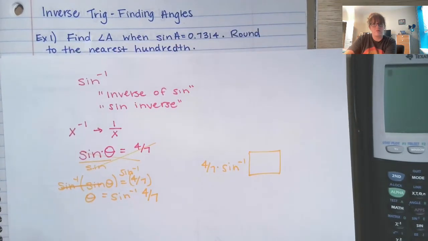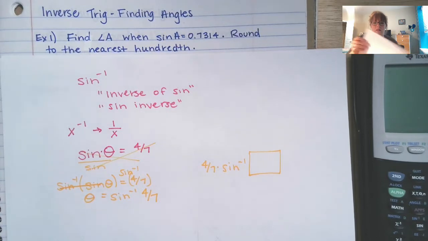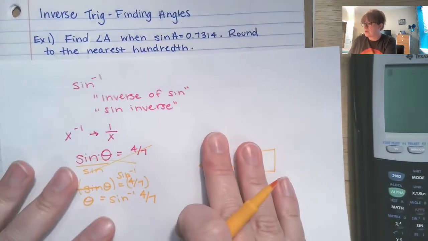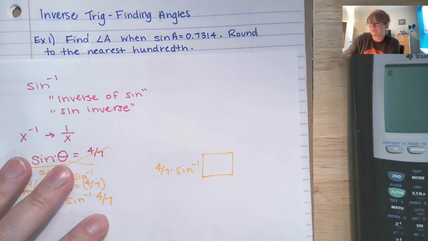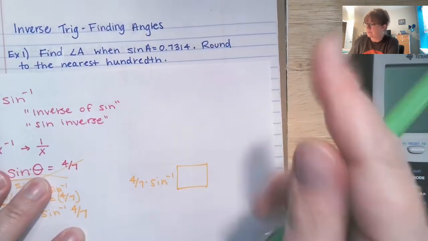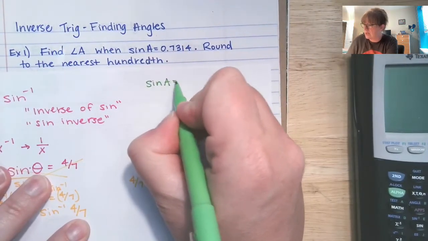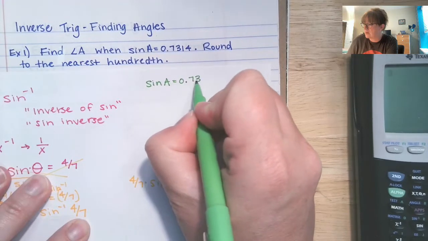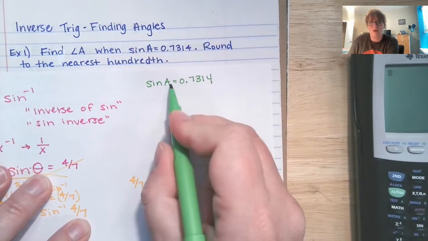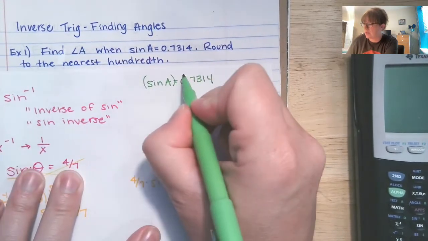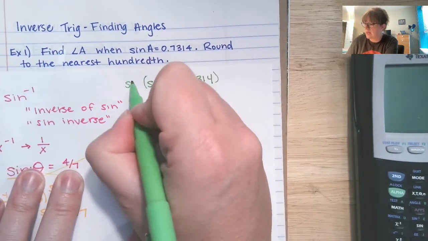So this one, we don't have to draw the triangle or anything like that. It gives us an equation and we need to solve that equation. So that's not too shabby. So let's look at that guy. We have sine of A equals 0.7314. We want to figure out what A is. We can't divide by sine, so what we're going to do is multiply both sides by sine inverse.